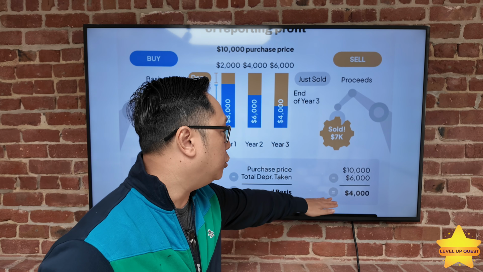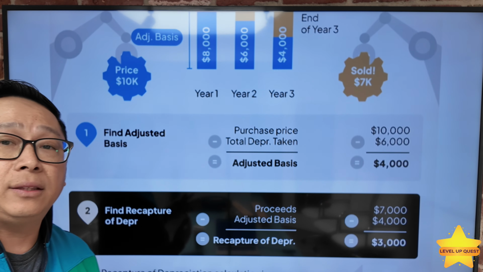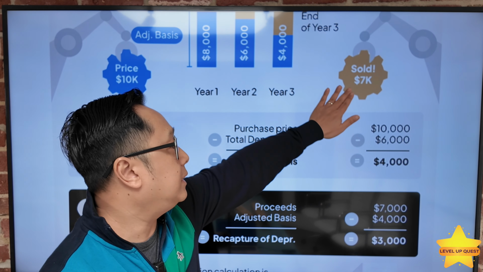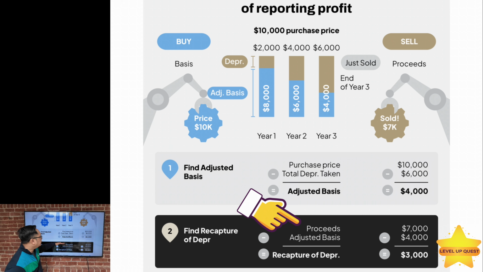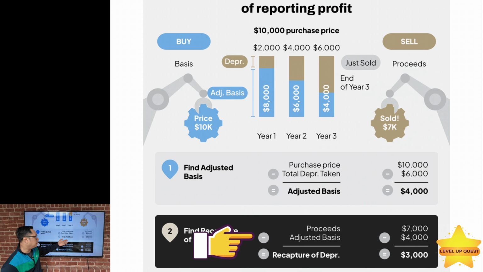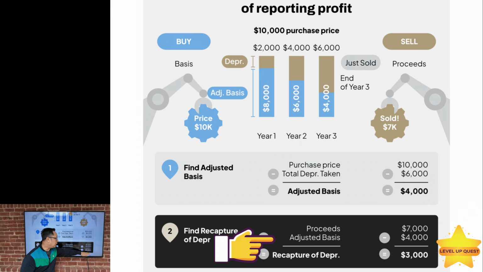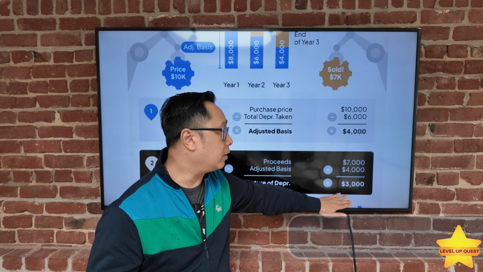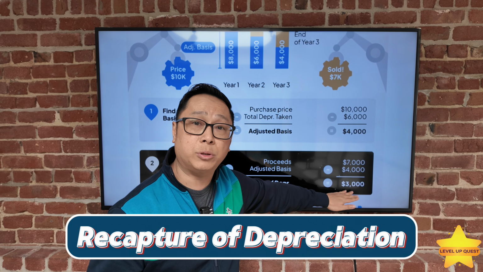So now that we know what the adjusted basis is, we can calculate what the overall gain is. Remember, they're going to sell it at $7,000. So what you do is you take the proceeds, which was $7,000 that the item was sold for, minus the adjusted basis, which was $4,000. It will equal $3,000. So this is the recapture amount that we're talking about. This is called recapture of depreciation.